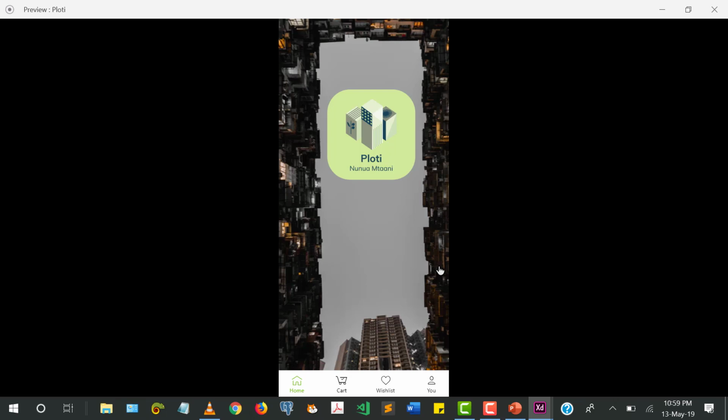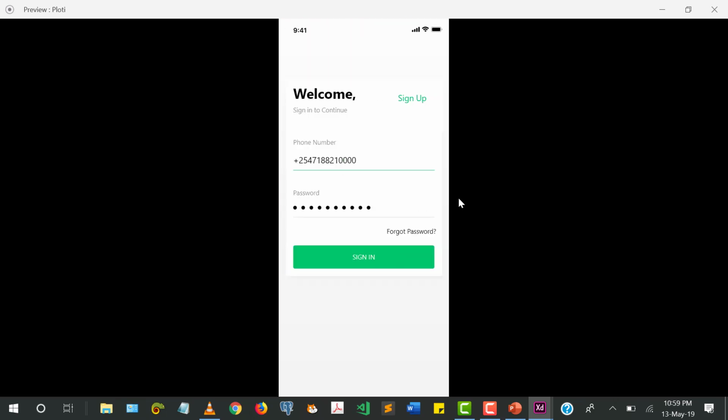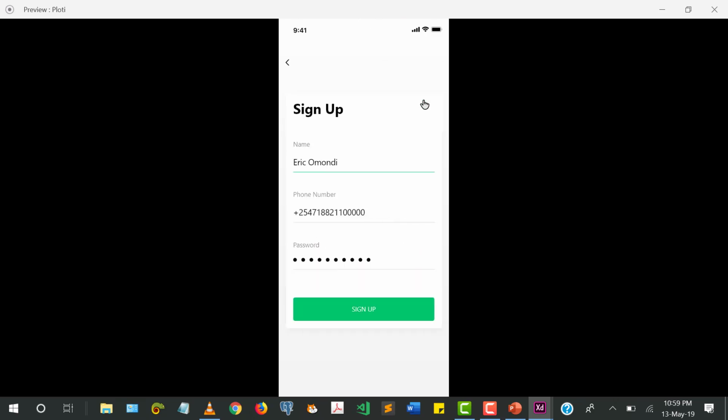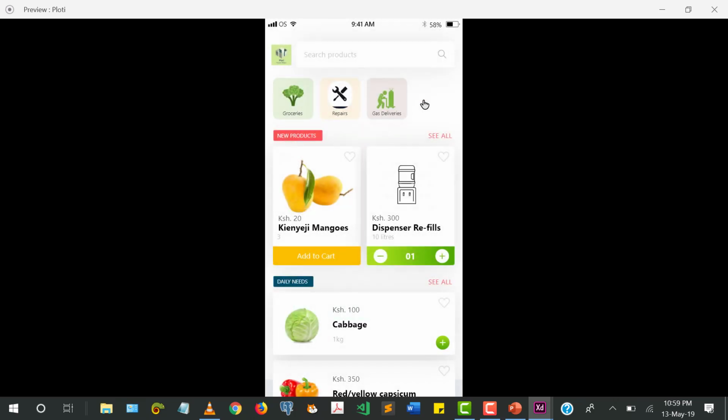So basically, when you open up the app, you're going to be greeted by this screen, a standard app. Then, of course, you're going to have sign in. And if you don't have an account, you sign up. Then this is how I envision the main page to be, where if you want to buy groceries, if you want to have services.